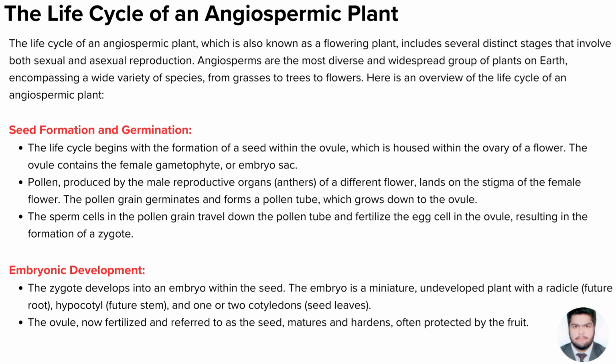Embryonic development. The zygote develops into an embryo within a seed. The embryo is a mature and developed plant with a radicle, the future root, a hypocotyl, the future stem, and one or two cotyledons, the seed leaves. The ovule, now fertilized and referred to as the seed, matures and hardens, often protected by fruits.